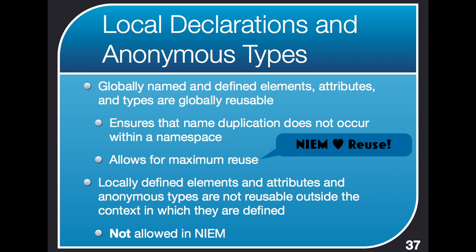So the NIEM loves reuse, and in the name of maximizing reuse, the NIEM likes everything to be globally named and defined. Now, the other way of doing it is to locally define things and to have anonymous typing. And that's fine. XML schema is great with doing that, and that's fine in most instances. But it's not allowed in the NIEM. Because if you've locally defined an element, then it can't be used outside of the context in which it's defined. It's stuck with being just in that one context, and it can't be reused. And again, the NIEM loves reuse. So local declarations and anonymous types are not allowed in the NIEM.